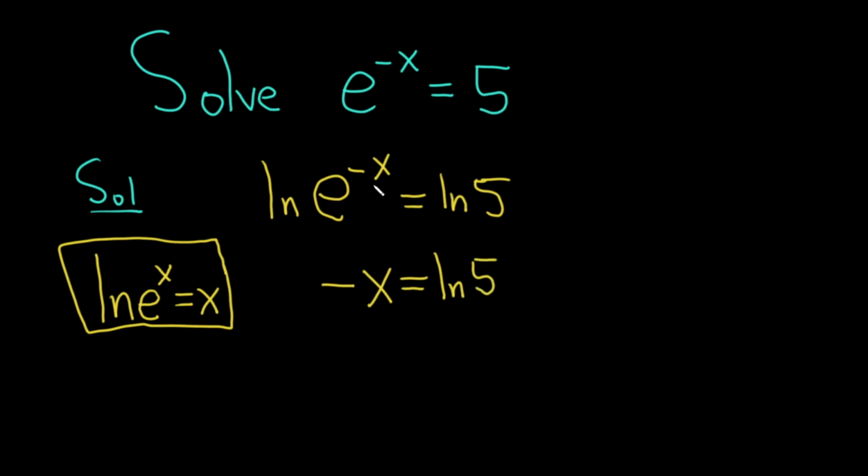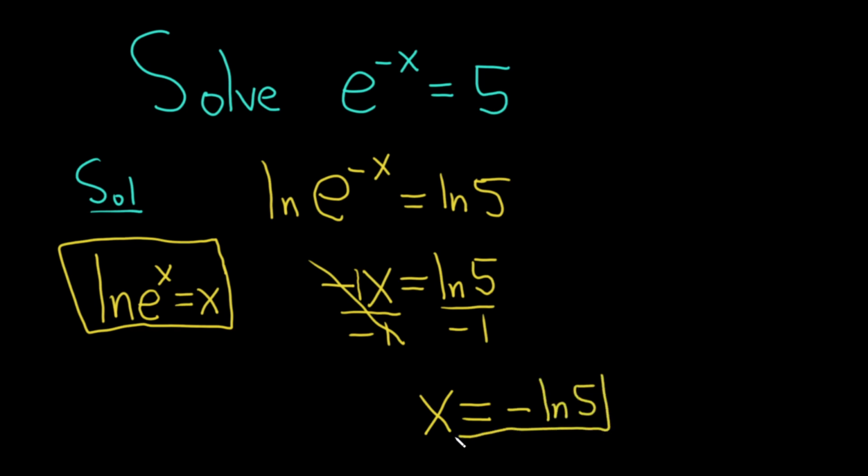We're looking for x and we're almost done. So x is being basically multiplied by a negative 1. So we simply divide both sides by the negative 1. These go away. So we're left with x equals the natural log of 5 over negative 1. We can write that as negative natural log of 5. And so the answer is x equals negative natural log of 5.